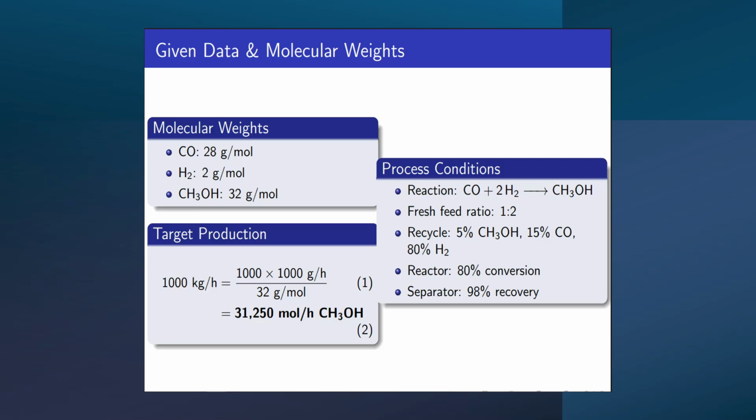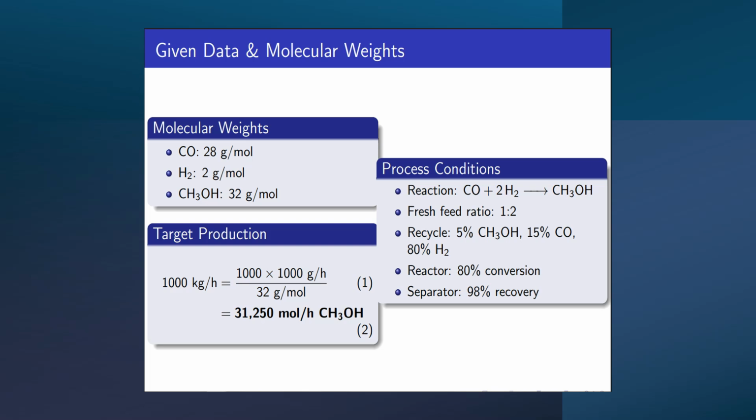Now before we begin the calculation, let's look at the given data, particularly the molecular weights. The molecular weight of carbon monoxide is 28 gram per mole, hydrogen 2 gram per mole and methanol, CH3OH, is 30 gram per mole. The target production here is 1000 kilogram per hour of methanol.